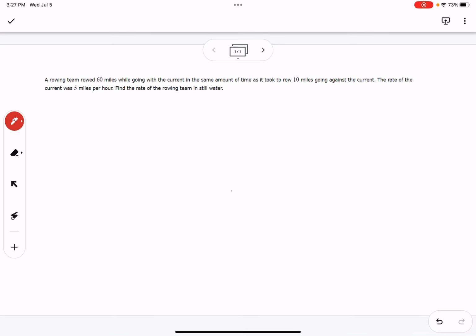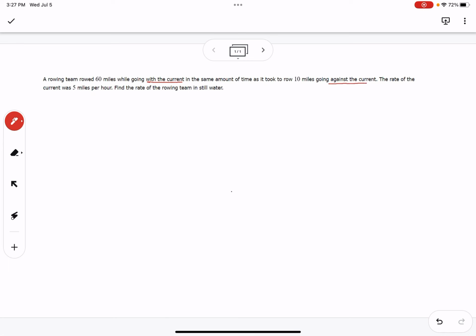So let's take a look at this example here that was asked about. A rowing team rowed 60 miles while going with the current. As I'm reading this, I can tell this is a boat in the water type question where you're going with the current, and I'm assuming afterwards you're going against the current. And you have this statement here, in the same amount of time as it took to row 10 miles against the current. So in this situation, this makes us think of rate, time, and distance.